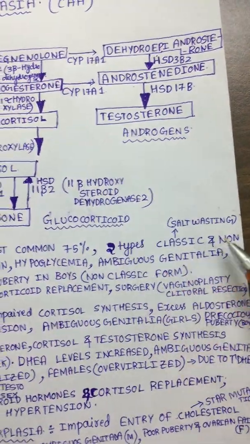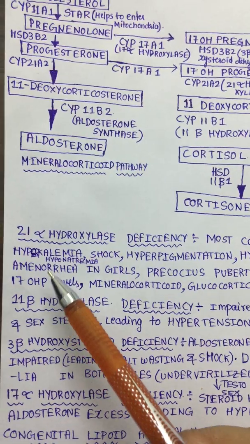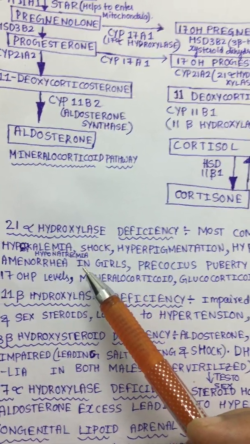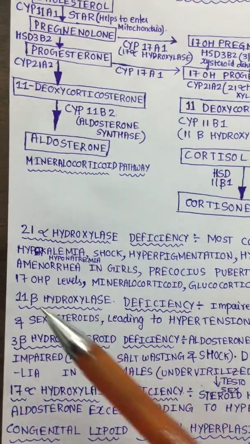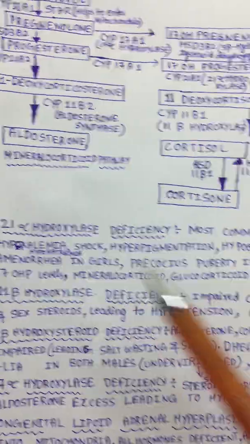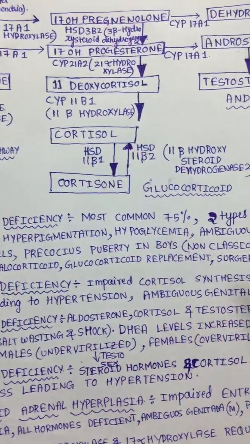As I already told you, there are two types, classical and non-classical. The non-classical form presents during puberty. Because of the increased androgens, it will lead to amenorrhea in girls and precocious puberty in boys in the non-classical form.